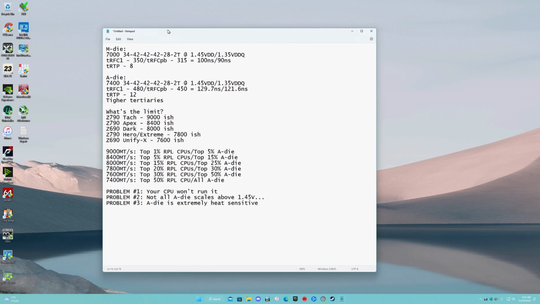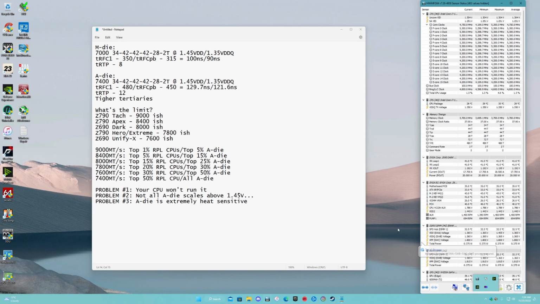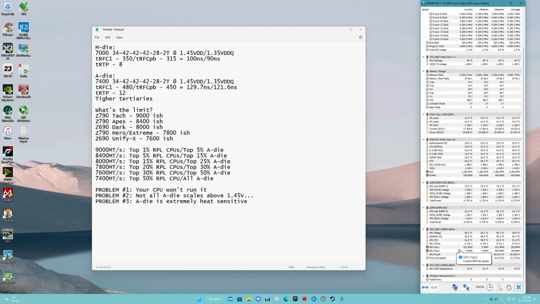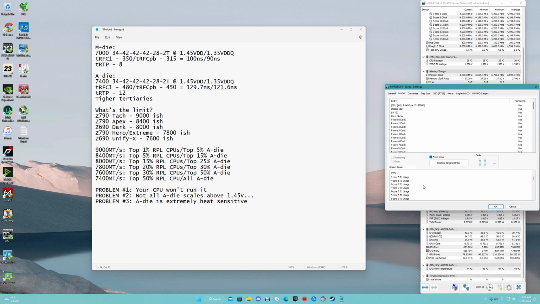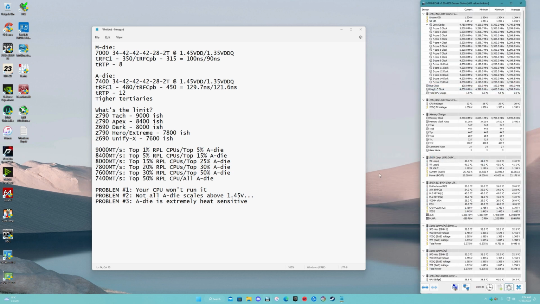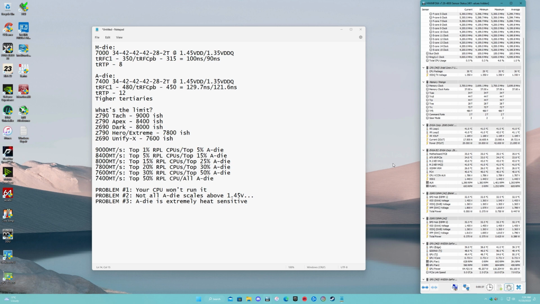I just don't see how you could realistically do it. How are you doing it? I don't know. Pretty much, this is what you're expecting: 7400 is the limit for most people, most people who are going to try A die. That's it. That's all you're getting. It's sad. It sucks. But that's it.